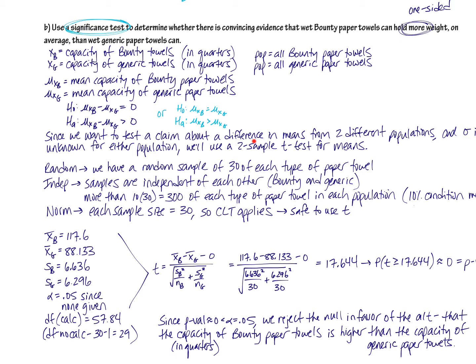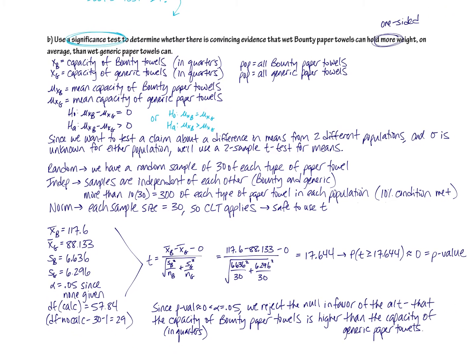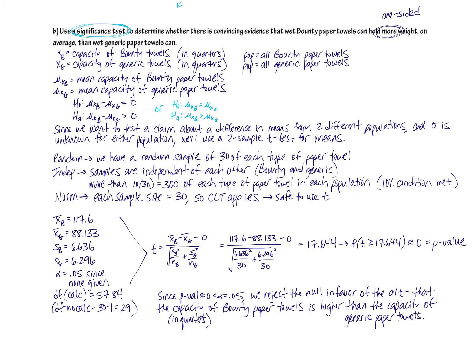Here's our introduction sentence. We want to test a claim about a difference in means from 2 different populations. Those 2 populations are referred to as Bounty and generic. Remember that you say that sigma is unknown. The reason we say that is because we are explaining why we are doing a t-test, and it is a 2-sample t-test for means.